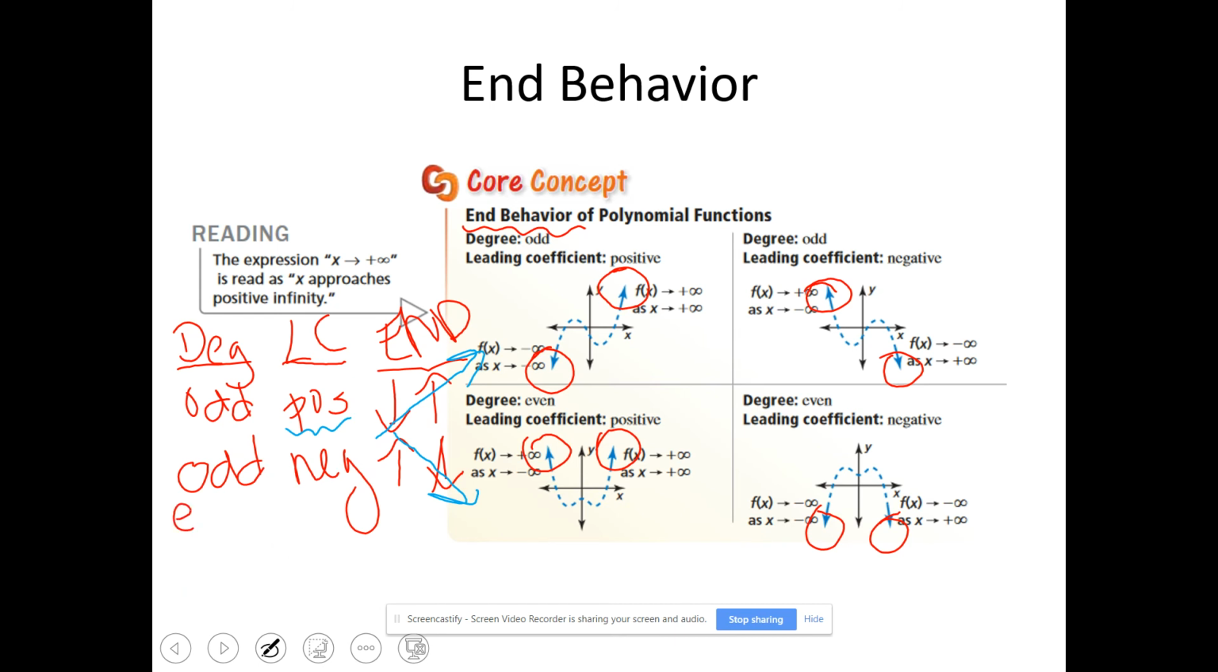Then we have even degree and a positive leading coefficient. Then both arrows are pointing up to positive infinity. Even degree and negative leading coefficient, then both of my arrows are pointing down to negative infinity.